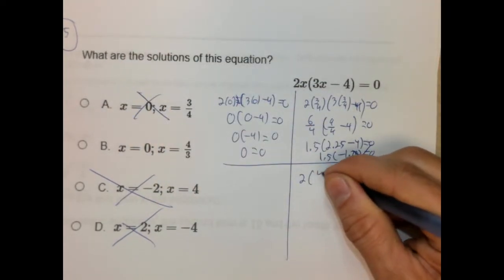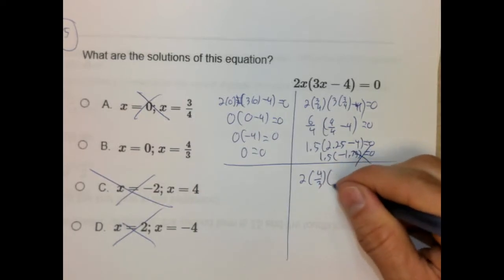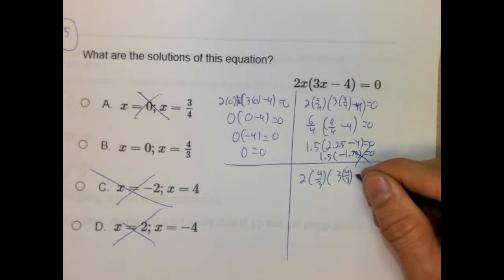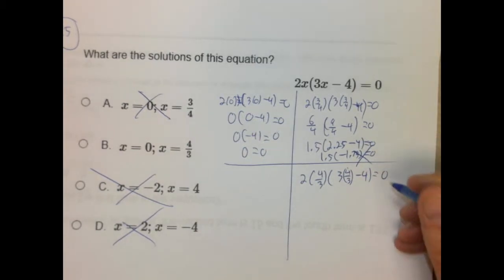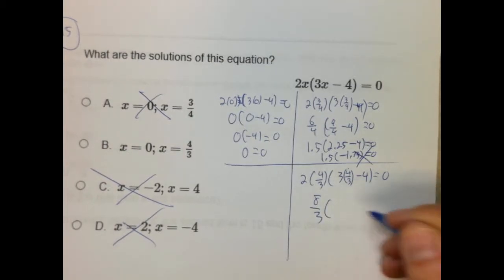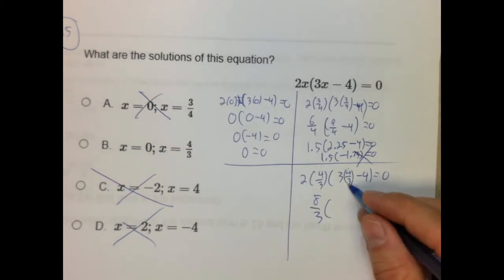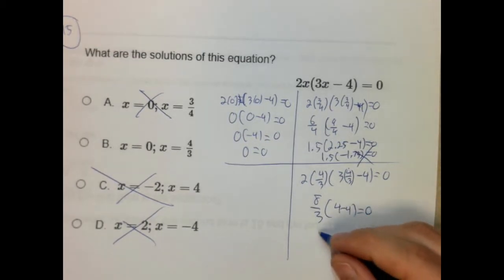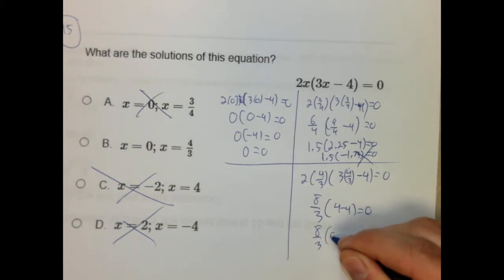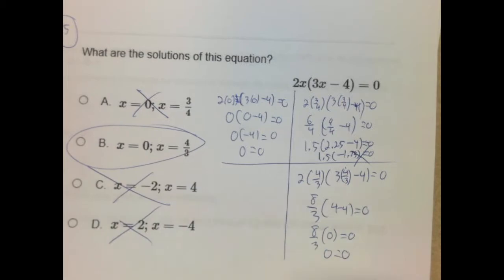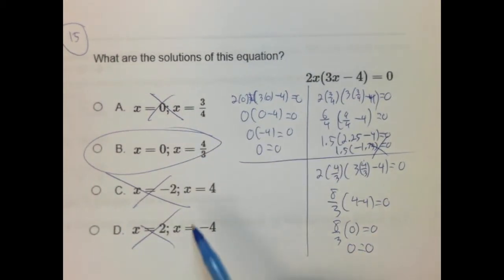Let's just see if 4/3 works. So 2 times 4/3, 3 times 4/3, and let's see if that works here. This is going to be 8/3, and then this would equal 4, because 12 over 3 is 4. These 3's also cancel, so 4 minus 4 equals 0. So 8/3 times 0, and 0 equals 0, so that one works. So this is really about whether you can plug numbers in, honestly.